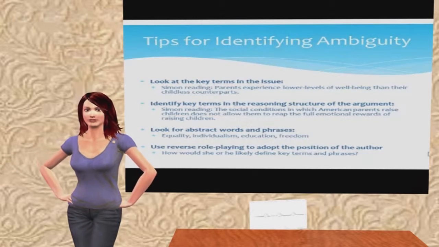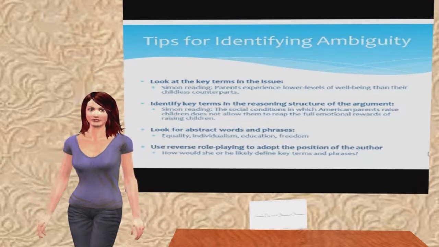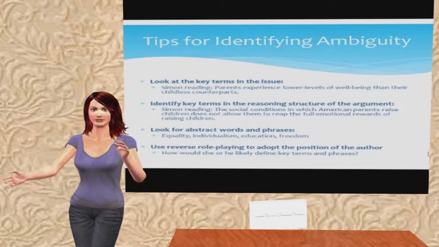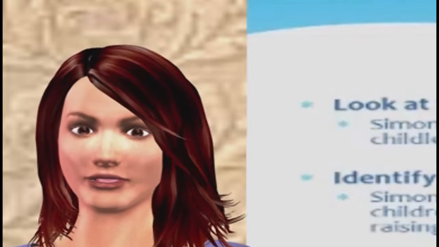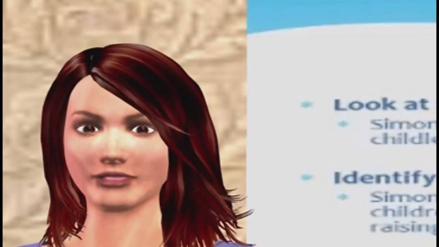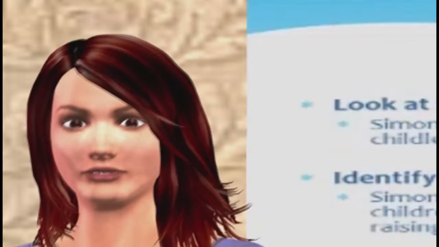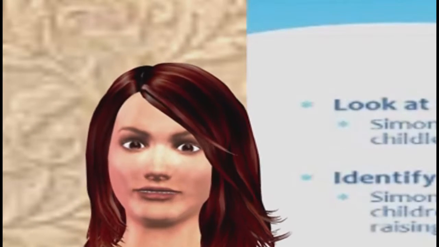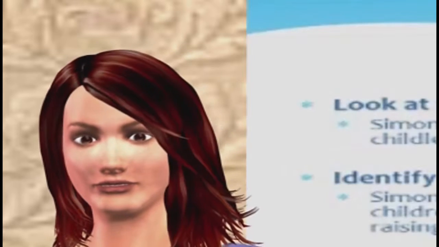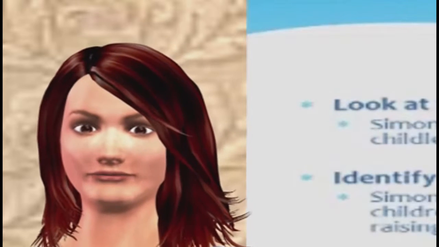What are the full emotional rewards of raising children? She could mean various things: happiness, contentment, meaning in life. Laughing, right? Kids do silly things and often make people laugh. Are we talking about that? So that's what I'm getting at by saying that there are various meanings that an author could be referring to here.